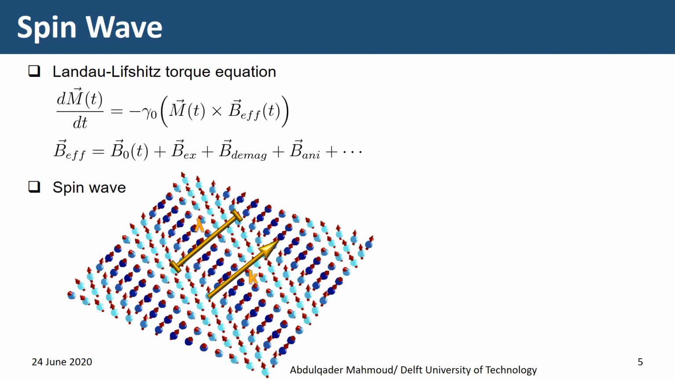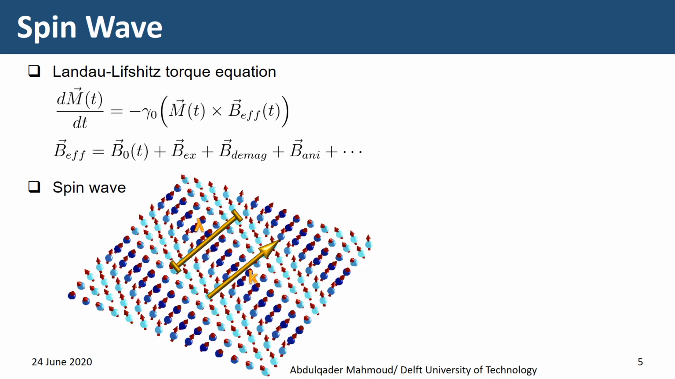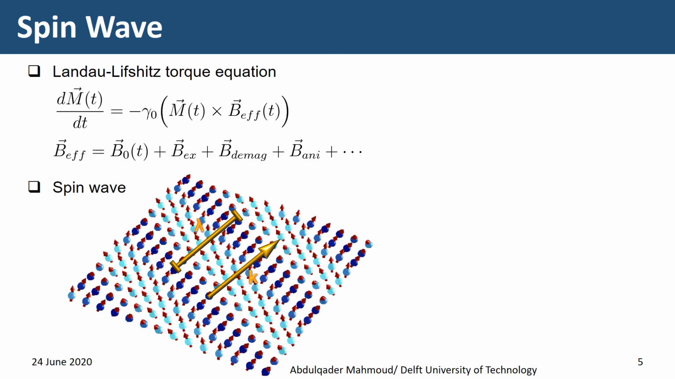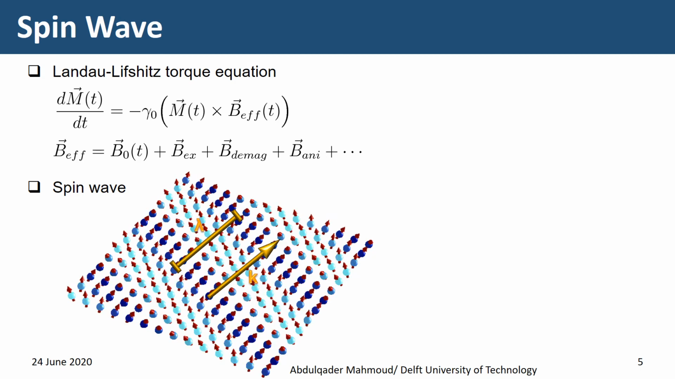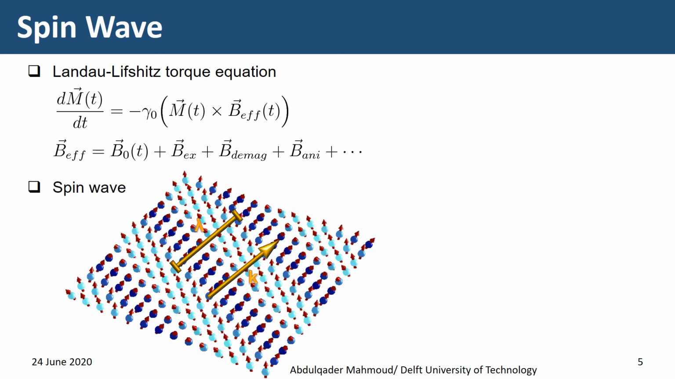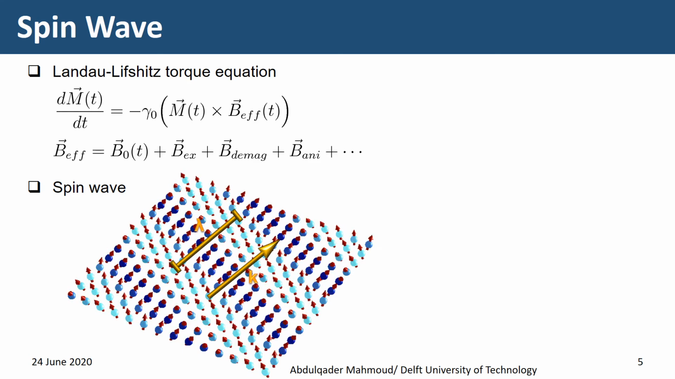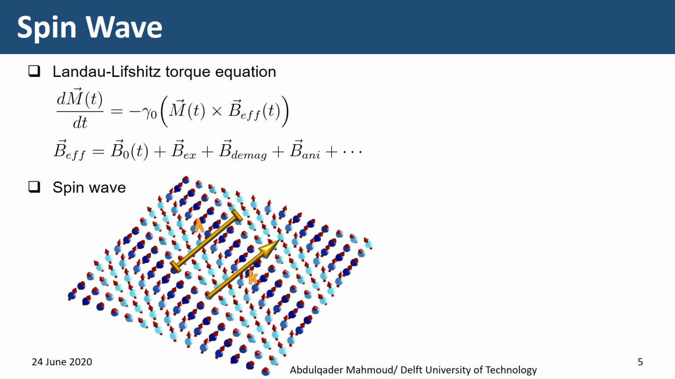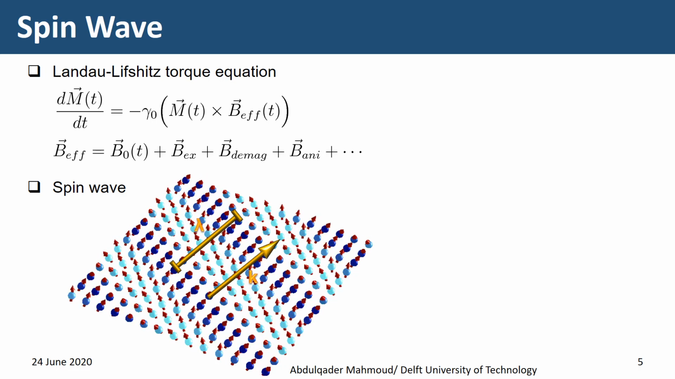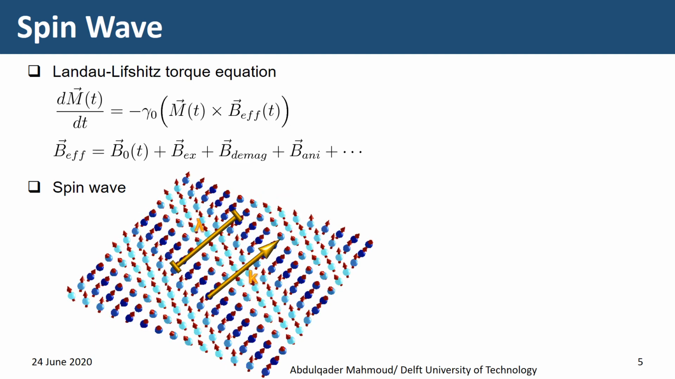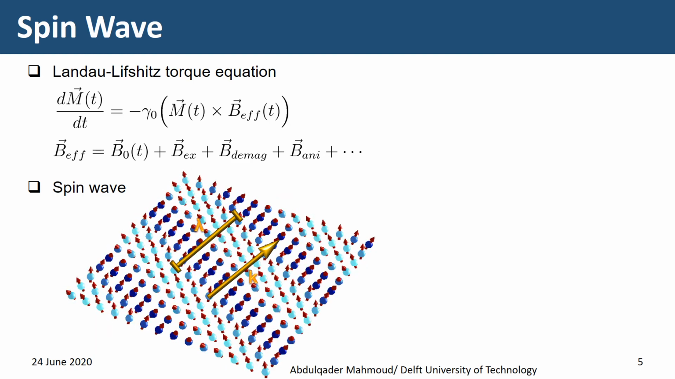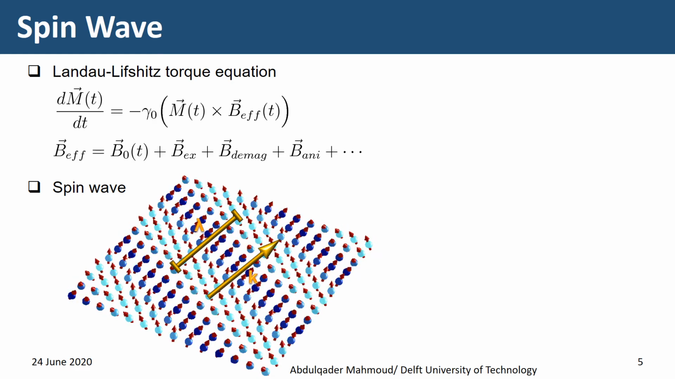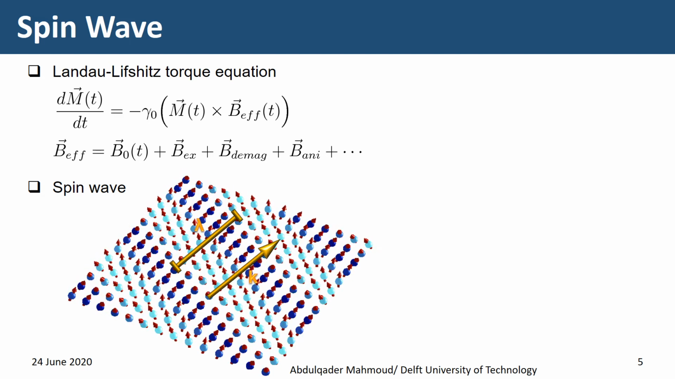For small magnetization disturbance, the equation can be linearized and has wave-like solutions. These wave-like solutions are called spin waves and can be seen as a collective excitation of the magnetization. Just like other waves, the spin wave has a wavelength and wave number. The wavelength is the distance between two consecutive electrons which exhibit the same spinning behavior. Now we saw the spin wave. How can we benefit from the spin wave?